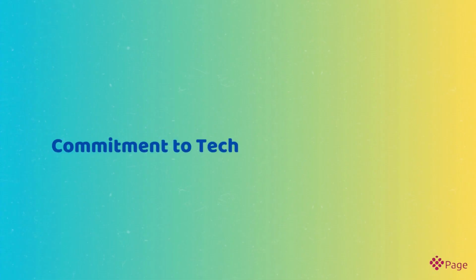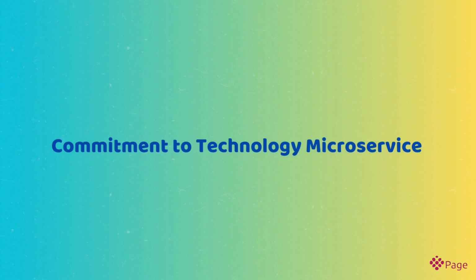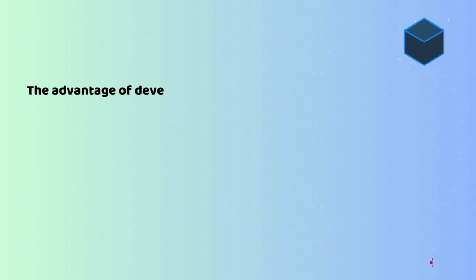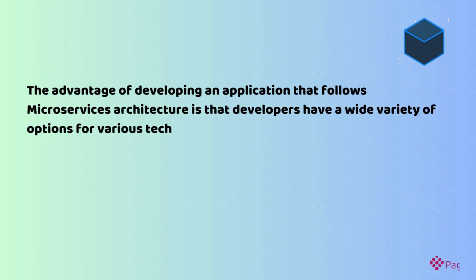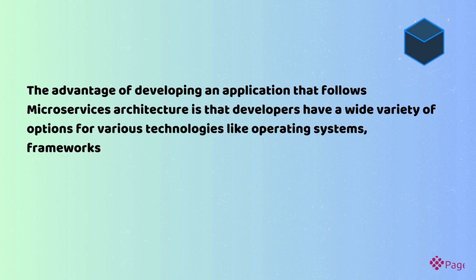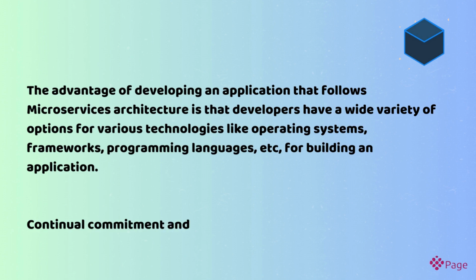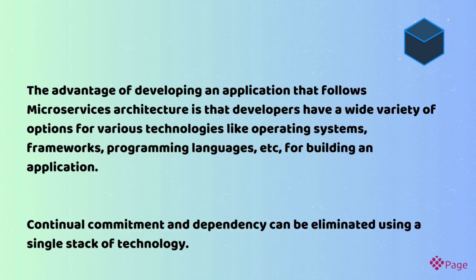Commitment to technology. Microservice. The advantage of developing an application that follows microservices architecture is that developers have a wide variety of options for various technologies like operating systems, frameworks, programming languages, etc., for building an application. Continual commitment and dependency can be eliminated using a single stack of technology.